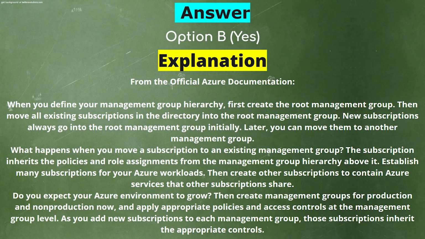What happens when you move a subscription to an existing management group? The subscription inherits the policies and role assignments from the management group hierarchy above it. Establish main subscriptions for your Azure workloads. Then create other subscriptions to contain Azure services that other subscriptions share. Do you expect your Azure environment to grow? Then create management groups for production and non-production now, and apply appropriate policies and access controls at the management group level. As you add new subscriptions to each management group, those subscriptions inherit the appropriate controls.